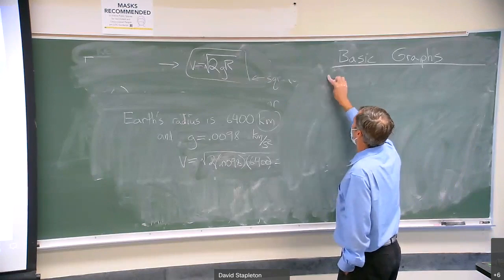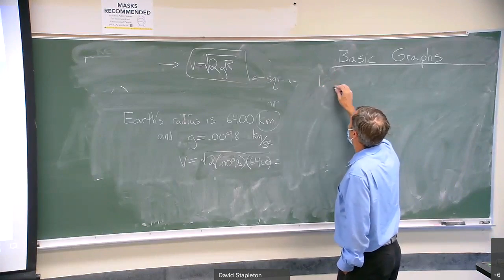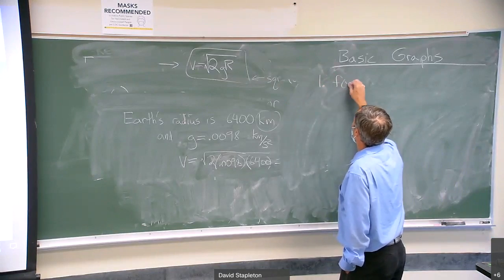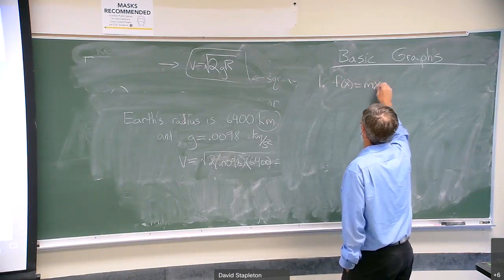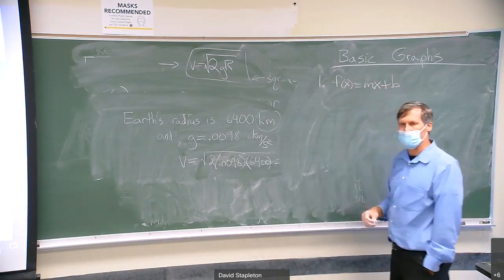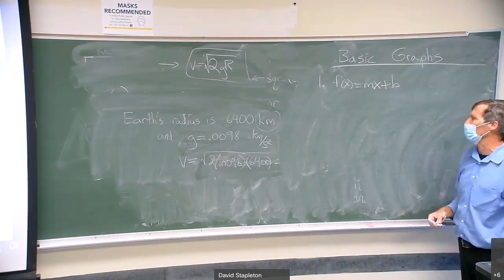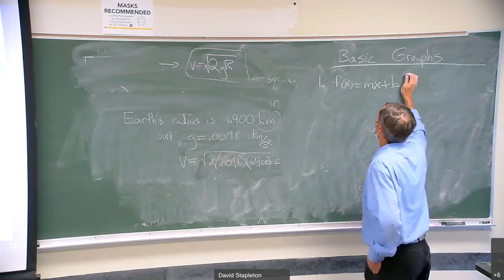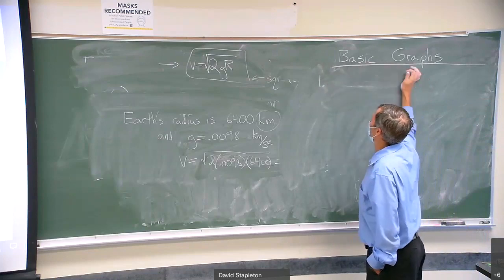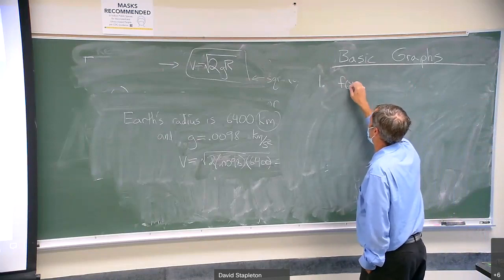Here are the ones they like to list. They list 8 of them. One of them is f of x equals mx plus b. We already discussed this one. What does that look like? If I give you an f of x equals mx plus, well, actually, let's even put it easier than that. They put this one, f of x equals x.